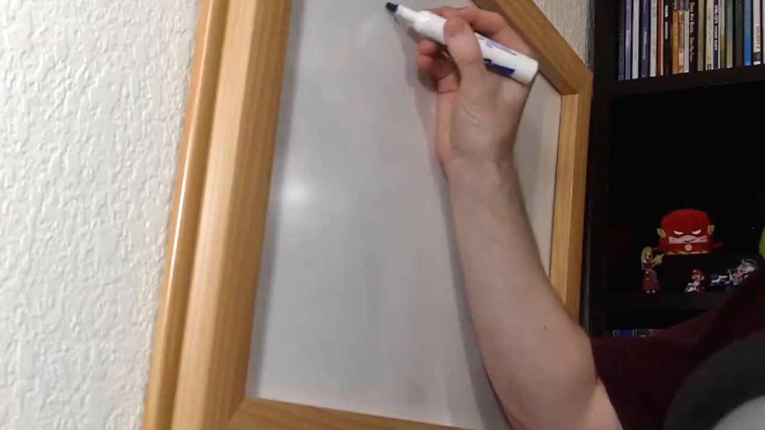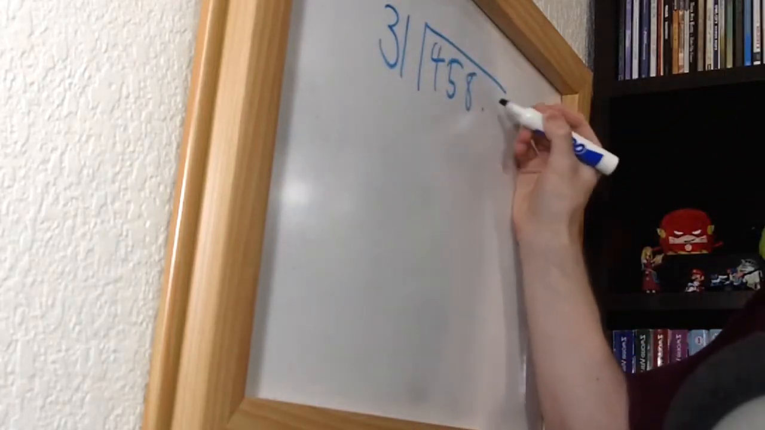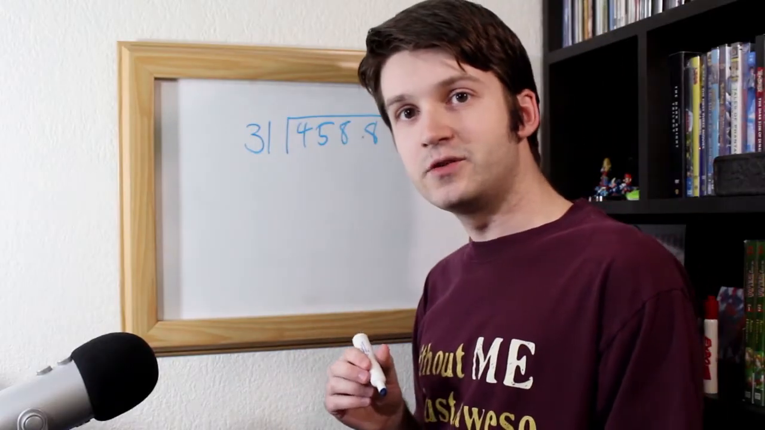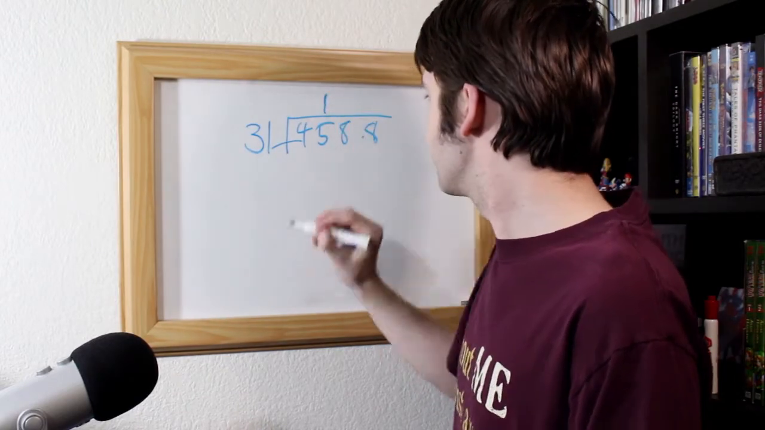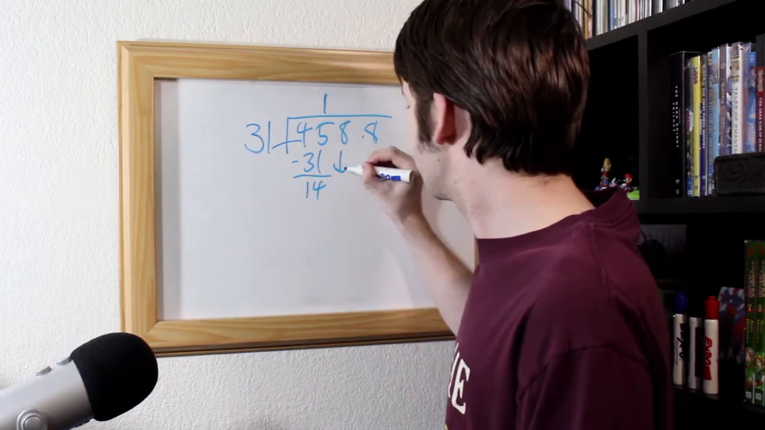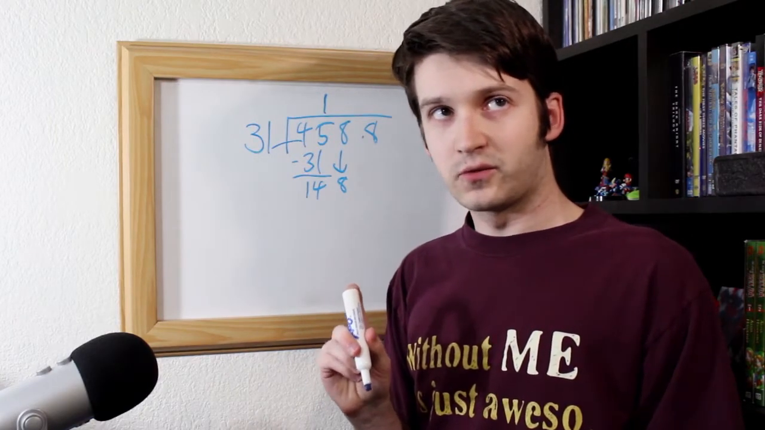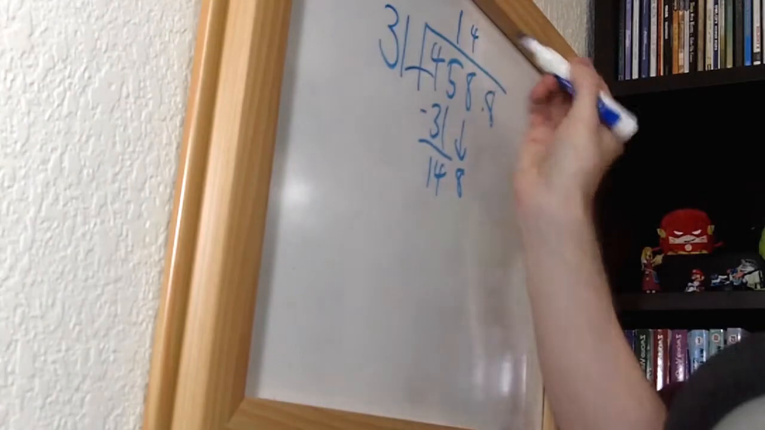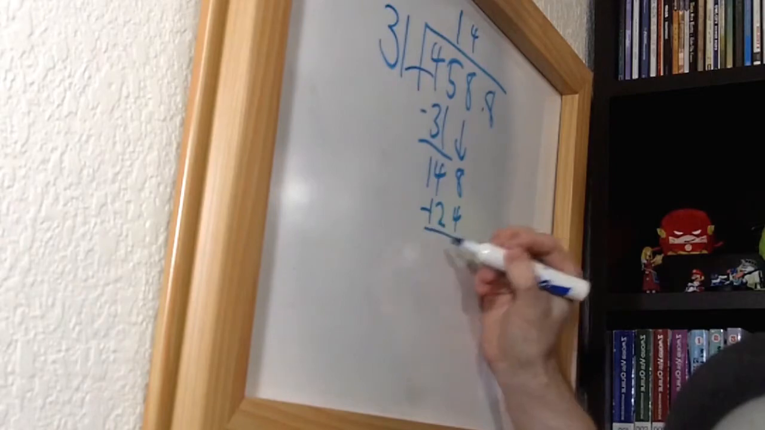So here's one that looks kind of interesting. It involves a decimal. So you know it's gonna be good. 31 into 458.8. I can't even think of a situation where you would need to use this, but I'm sure you would. 31 goes into 45 one time. 1 times 31 is 31. 45 minus 31, 14, bring down the 8. And 31 goes into 148, I'm guessing 4 times? So 4 times 1 is 4. 4 times 3 is 12. You get 124 there.